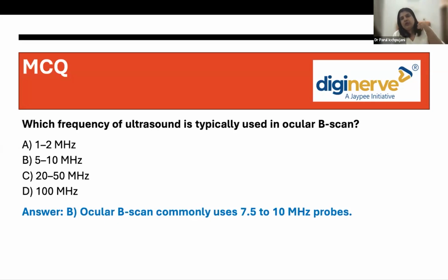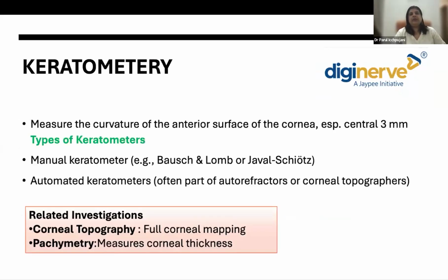Now, if I want to go deeper, and if I want to look at the ciliary body, or if I want to look for choroidal detachment or the ciliary processes, then I will require about 35 to 50 megahertz of a probe. But otherwise, for a routine B scan, we need about 7.5 to 10 megahertz. So the correct answer here is B.